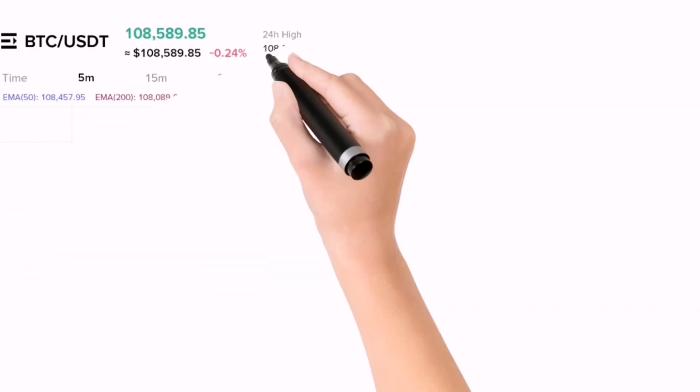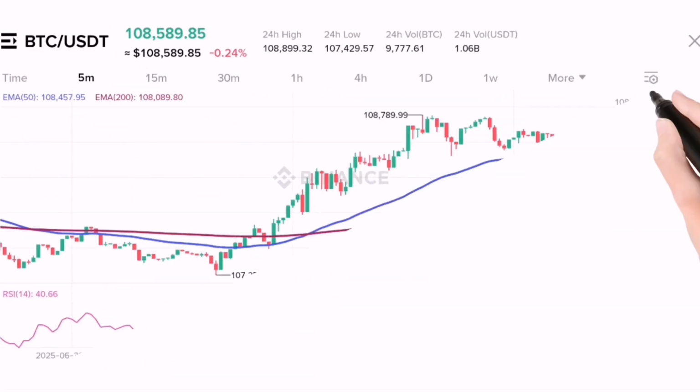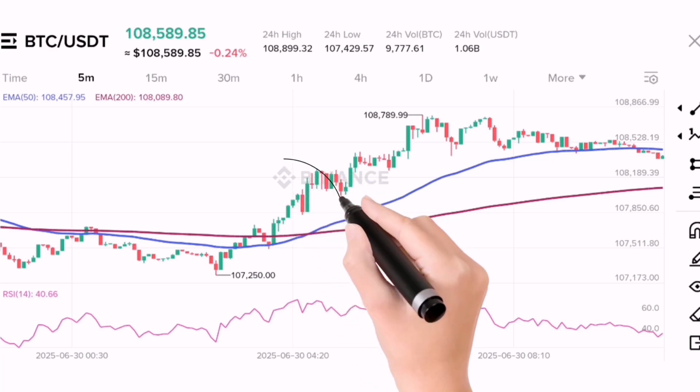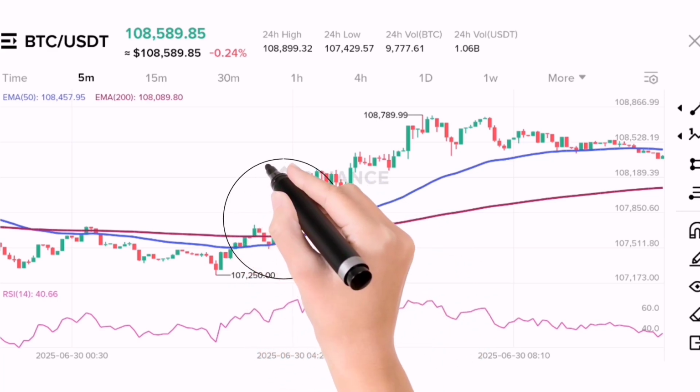Welcome to this complete 5-minute scalping strategy guide. Whether you're trading forex, crypto, or stocks, this video will teach you one of the simplest yet most powerful ways to consistently grow your trading account with short-term trades.